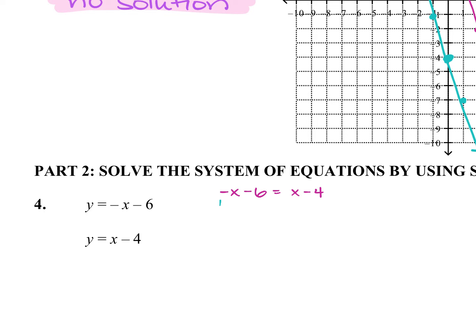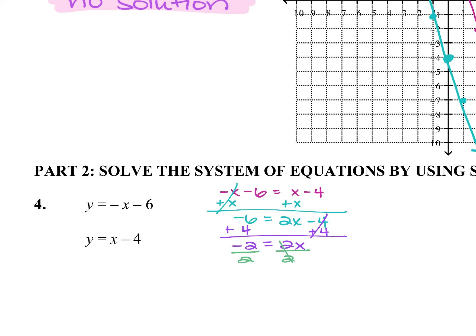If we move the x over by adding it to both sides to make sure they're positive, that gives us negative 6 is equal to 2x minus 4. Then we can add the 4 over. Negative 6 plus 4 is negative 2 is equal to 2x. We can divide each side by the 2. And you have that x is equal to negative 1.